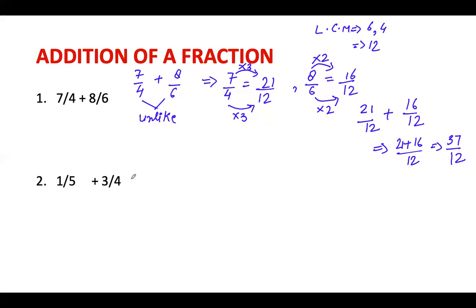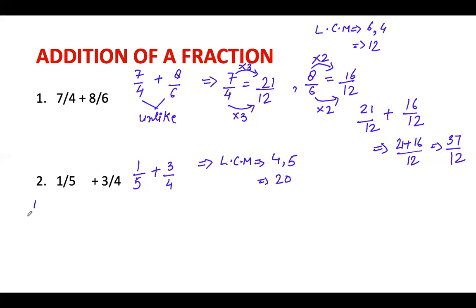Now the second question is 1/5 add 3/4. Now we have different denominators, unlike denominators. So first of all, we convert these unlike denominators into like denominators. What we can do is find the LCM. The LCM of 4 and 5 is 20, right?